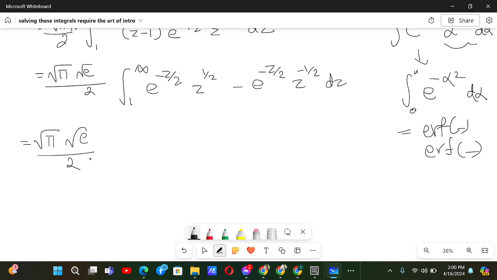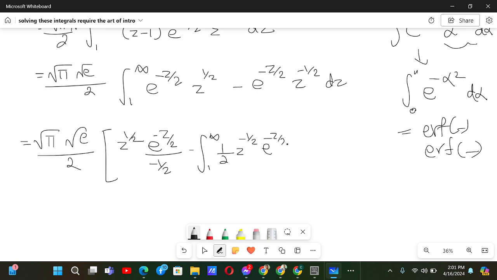So what do you get? You take g to the power 1 by 2 as u and this as v. And next, minus the integral from 1 to infinity. This gives us 1 by 2 g to the power minus 1 by 2, and over here you get e to the power minus g by 2 divided by minus 1 by 2.